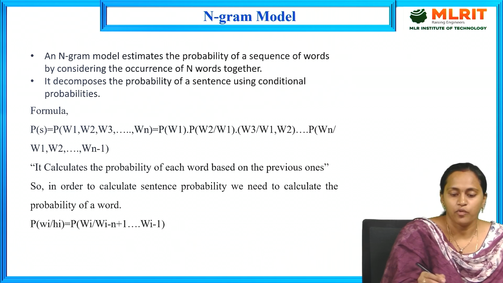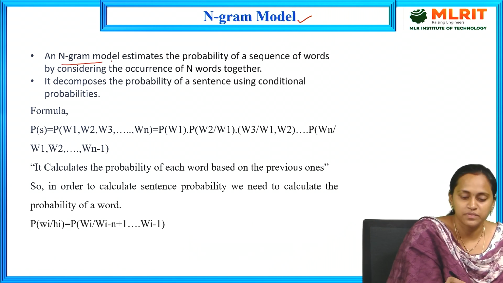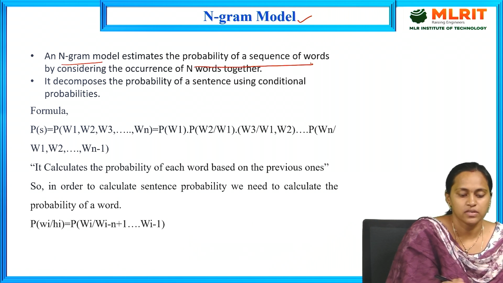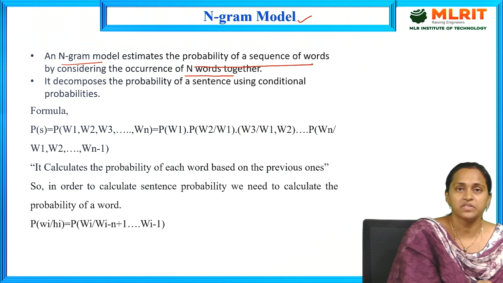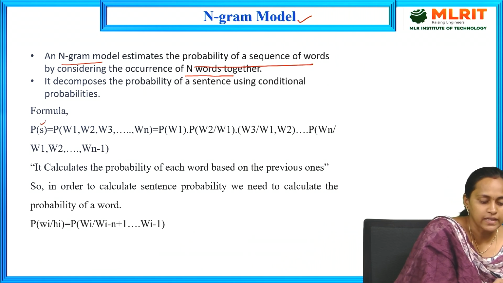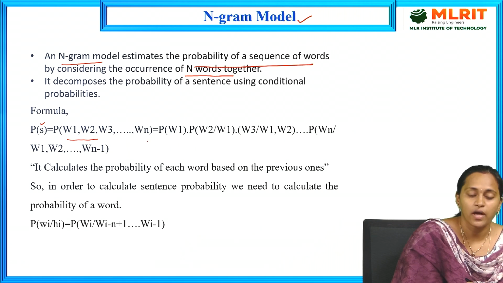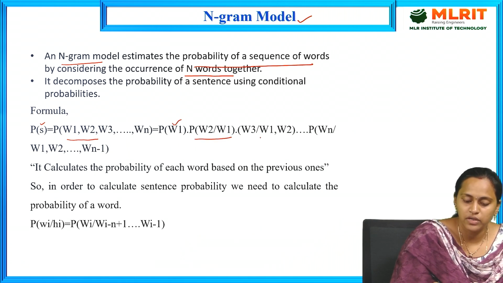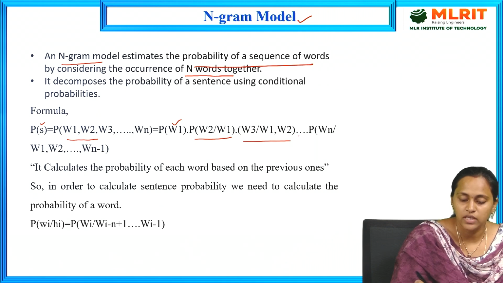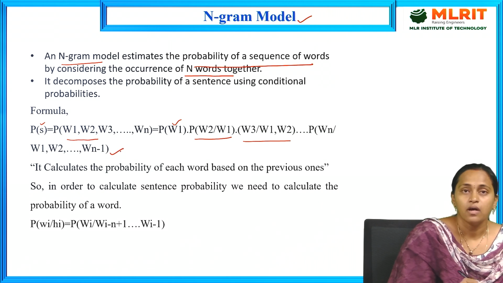Let's discuss the n-gram model. This is a very important one. The n-gram model estimates the probability of a sequence of words by considering the occurrence of n words. This is the formula to find the probability of a sequence of words. Probability of sentence equals probability of word 1, word 2, word 3 and so on up to word n, which equals probability of word 1 into probability of word 2 given word 1 into word 3 given word 1, word 2 and so on up to n minus 1.